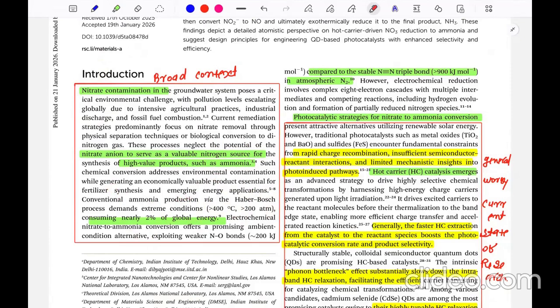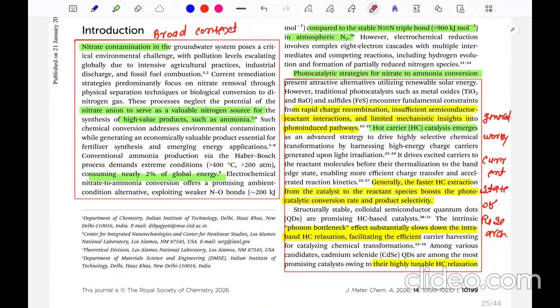And now electrochemical conversion of nitrate. That was the problem statement, and this is the solution. Electrochemical nitrate to ammonia conversion offers a promising ambient condition alternative. So one alternative is electrochemical nitrate to ammonia conversion, then photocatalytic strategies for nitrate to ammonia conversion. This is the solution, the general work or current state of research on what is going on.